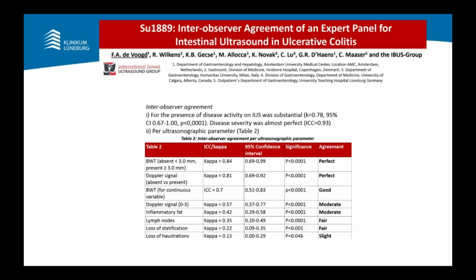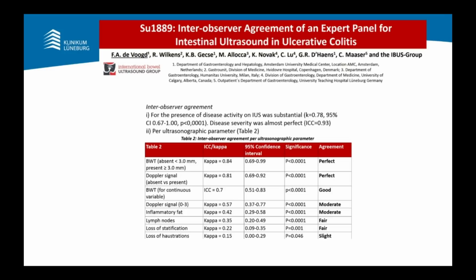The interobserver agreement for the presence of disease activity on intestinal ultrasound was substantial. Disease severity was almost perfect, and per ultrasonographic parameters, you can see for bowel wall thickness and for Doppler signal very good kappa values and significant, and especially agreement perfect, good, and moderate for inflammatory fat, while lymph nodes and loss of stratification were only fair.